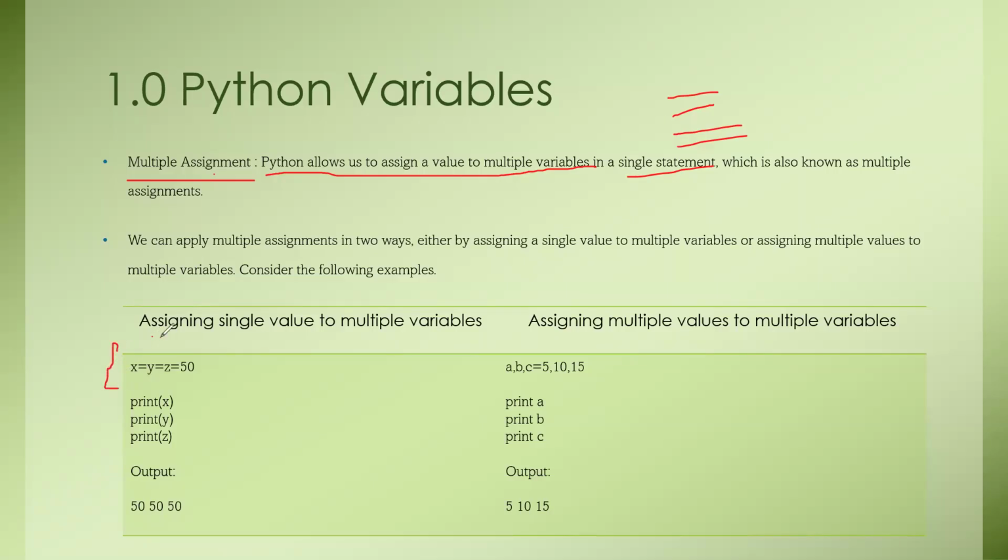So here you can see assigning a single value to multiple variables. 50 is a value. I just want to assign it to these three variables. Similarly, I want to assign these three values to these three variables respectively. So it will automatically assign the value there. You no need to manually assign a equal to 5 or b equal to 10. Multiple lines are not required. Just in a single statement, you can assign a single value to multiple variables or multiple values to multiple variables.